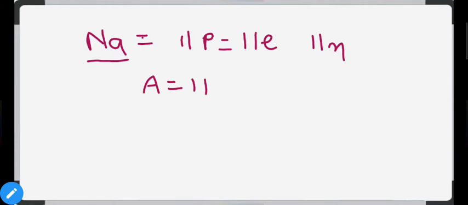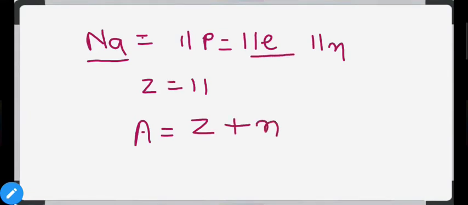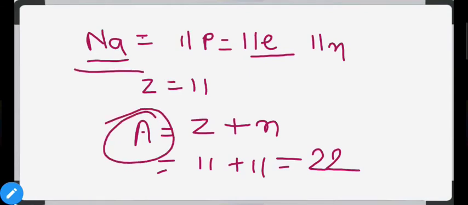Z is equal to 11, and mass A is equal to the nucleons, that means the number of protons plus the number of neutrons. Electrons do not contribute in mass. So in this case, 11 plus 11 is equal to 22. So we can say that the mass of standard or normal Na, sodium, is equal to 22. This is a rough calculation. The actual mass is almost close to 23.